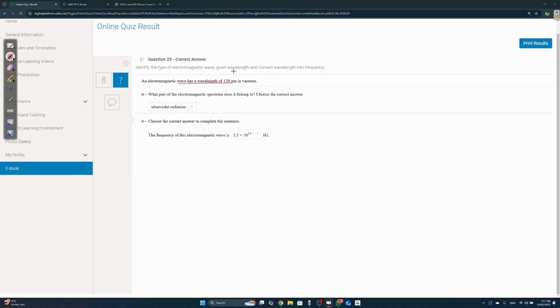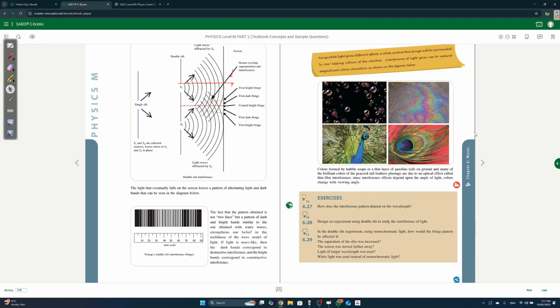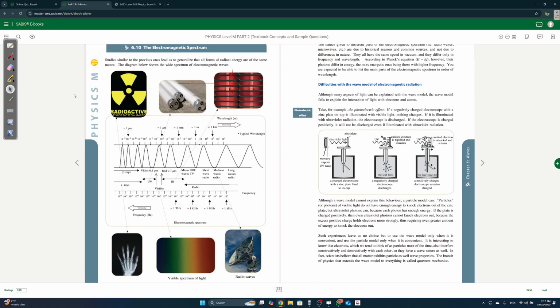Question 25. An electromagnetic wave has a wavelength of 120 nanometers in vacuum. Which part of the electromagnetic spectrum does it belong to? Now, I don't want to tell you to memorize them, because I'm not sure you should. From what I know, I don't think you should memorize. But let's take a look at the wavelengths.